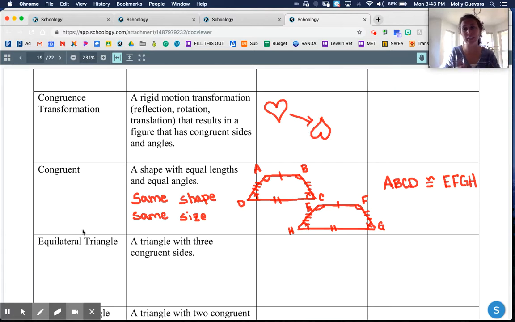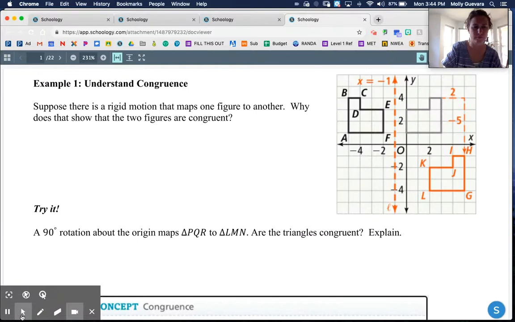So we're going to go ahead and clear this. We're going to go back up to the top of the first page at 4-1, and we're going to actually get into the meat and potatoes, as they say, of this lesson. Okay, so here's 4-1 in example 1. It says, suppose that there is a rigid motion that maps one figure to another.